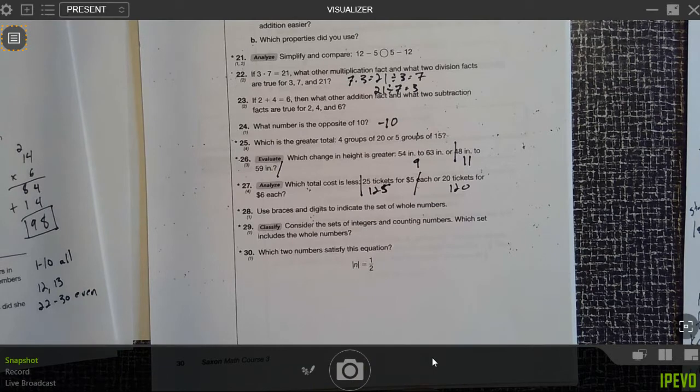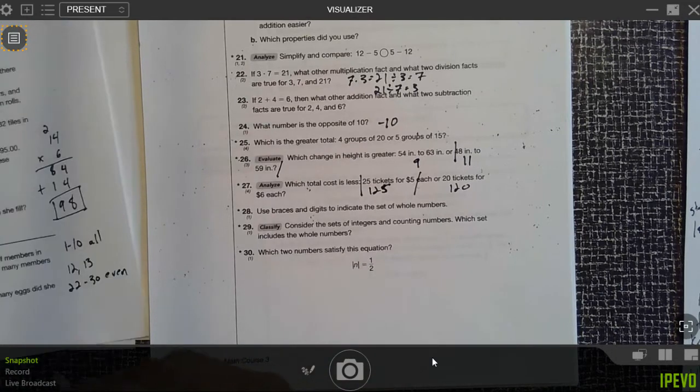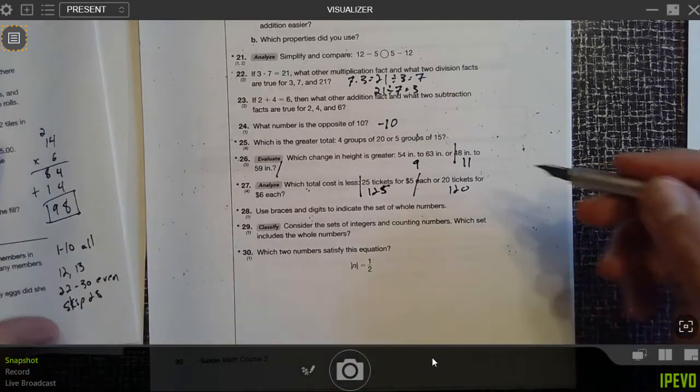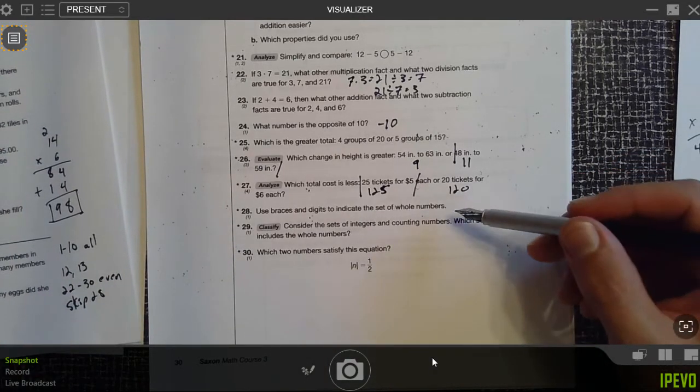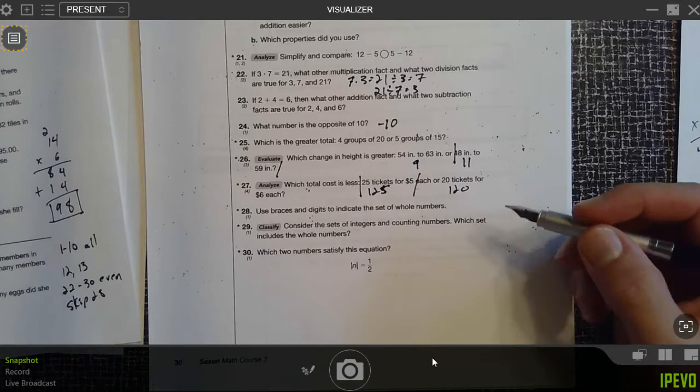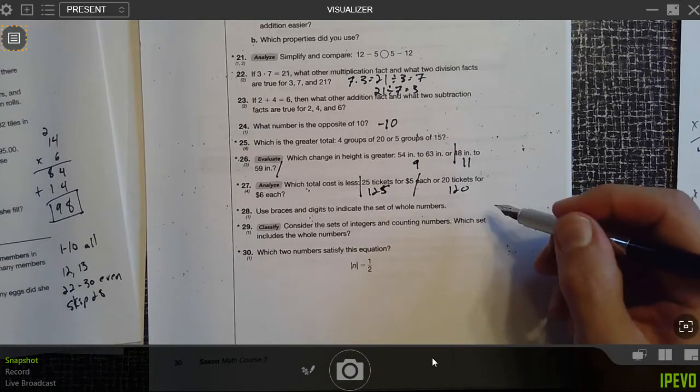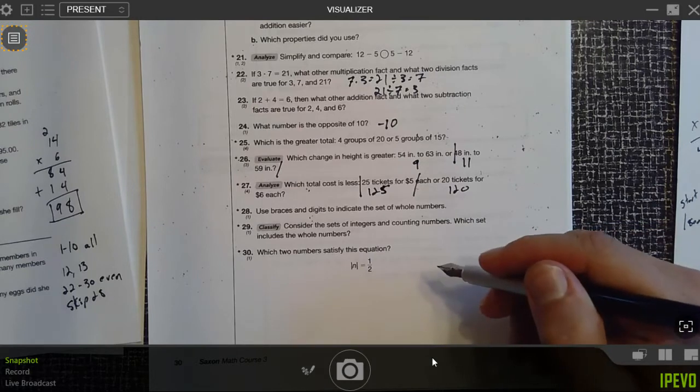Okay. That wasn't even in. Man, I just get on a roll and keep going. Use braces and digits to indicate the set of whole numbers. Oh, that doesn't make sense. Okay, I'll skip 28. Because you would not be able to do this one without doing 27. Yeah, so just don't worry about that. 30.